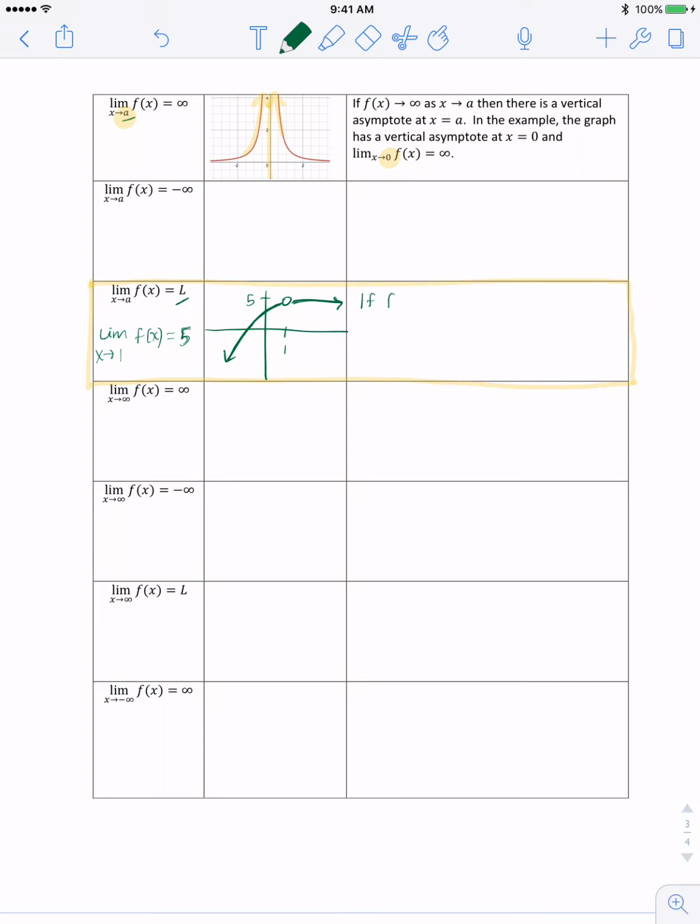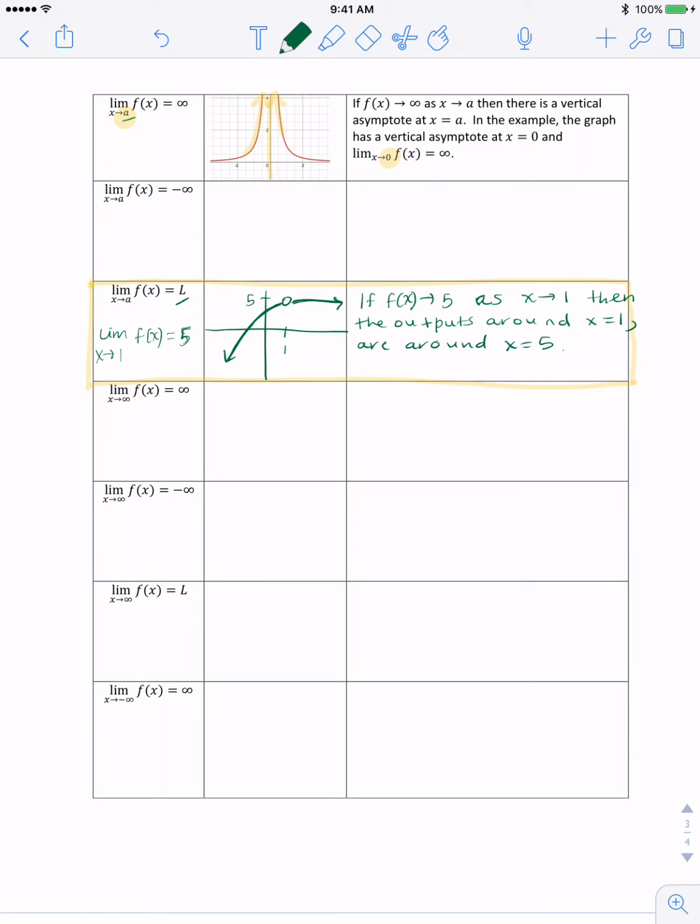So if f of x tends towards 5 as x tends towards 1, then the outputs around x is equal to 1 are around 5.